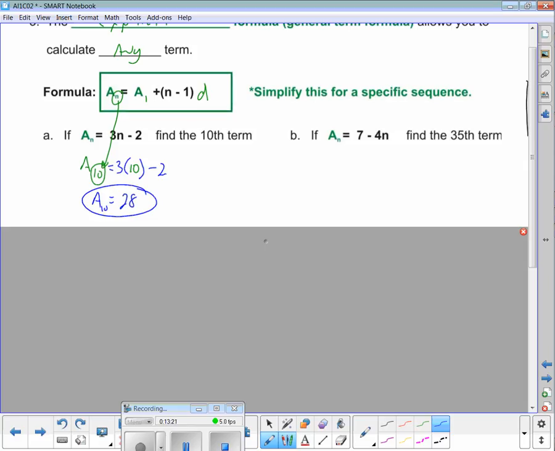10th term is 28. If I asked you the 5,000th term, you could figure it out, right? It's 1,498, right? Wait, did I say the 5,000? It's 15,498.